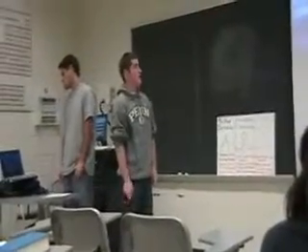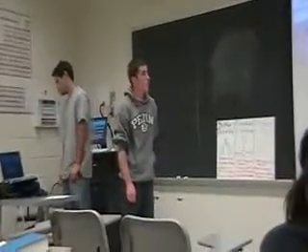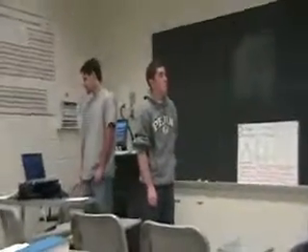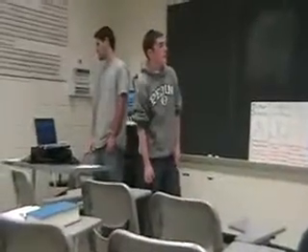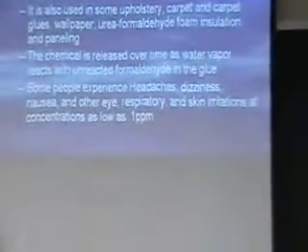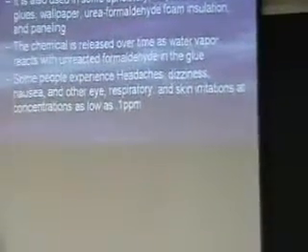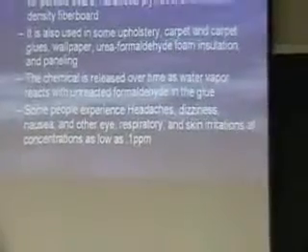The chemical is released over time because water vapor reacts with the formaldehyde that's unreacted within these glues and other products. And when it's released, it can cause headaches, dizziness, nausea, and other eye, respiratory, and skin irritations. Formaldehyde and acetaldehyde are particularly bad because it only takes concentrations of 0.1 parts per million to cause these effects.